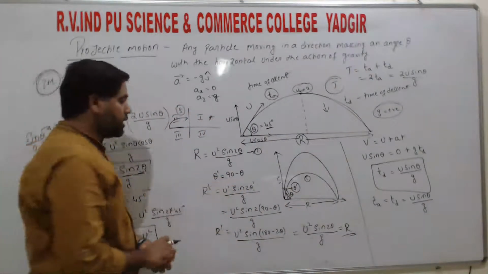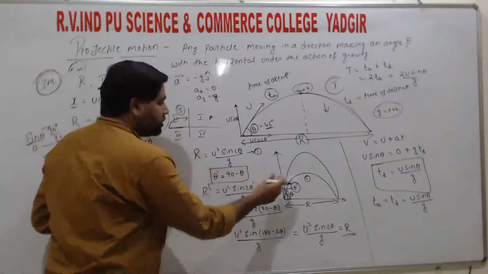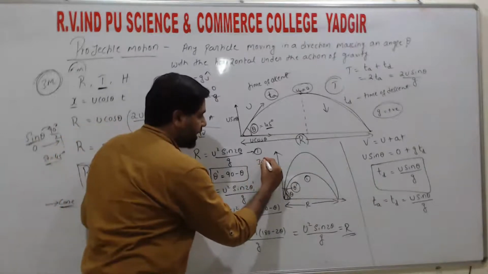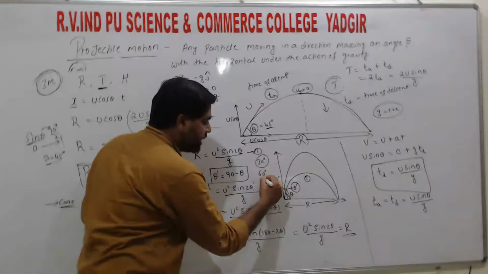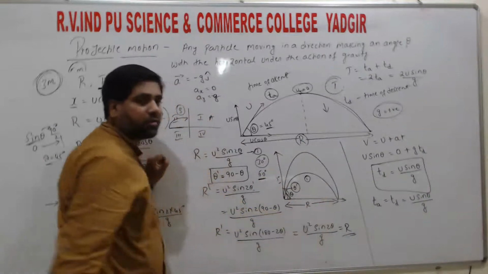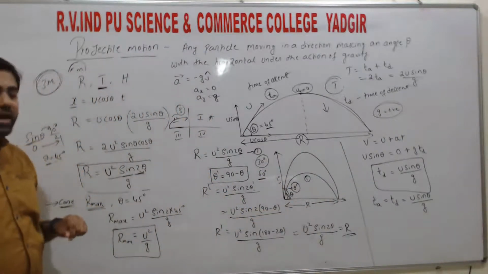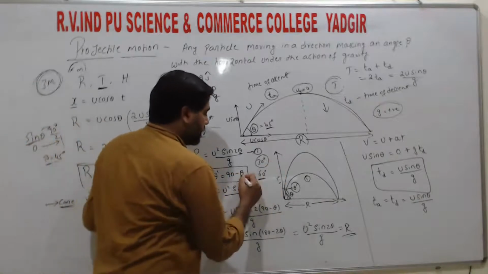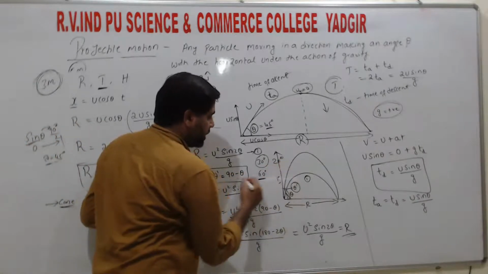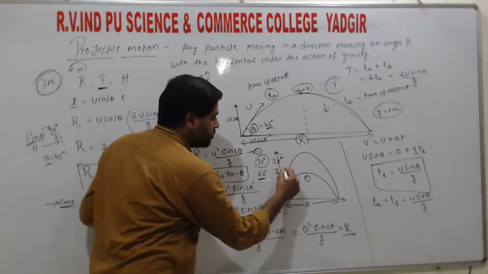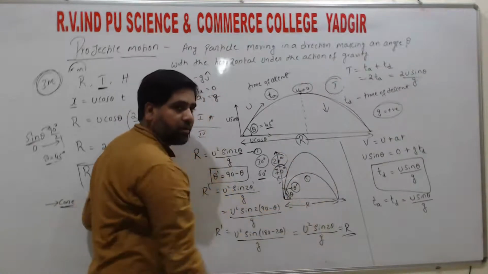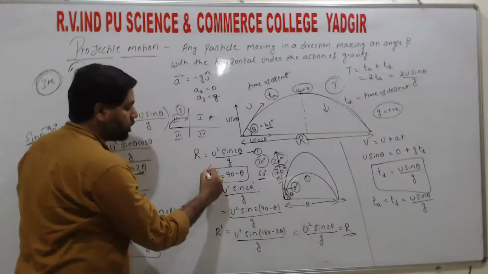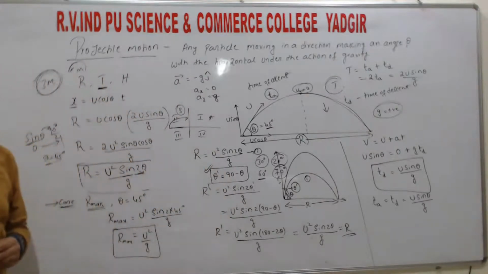So now how should we take the second angle? If theta is 30 degrees, and one angle is projected at 30 degrees, and the next angle is projected at 60 degrees, both will cover the same range, right? Similarly, if I throw at 20 degrees, the second angle is 70 degrees, so these two will cover the same range. So that was the formula here: theta dash is equal to 90 minus theta.